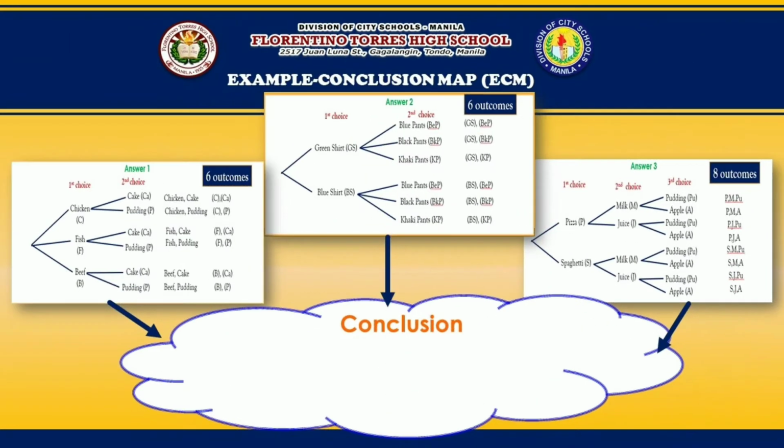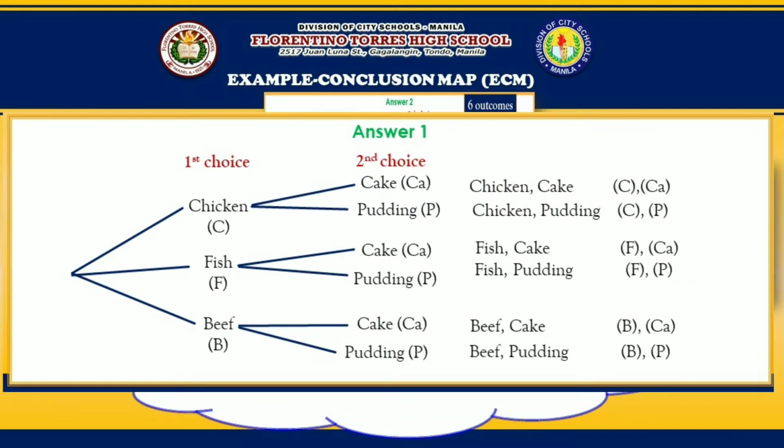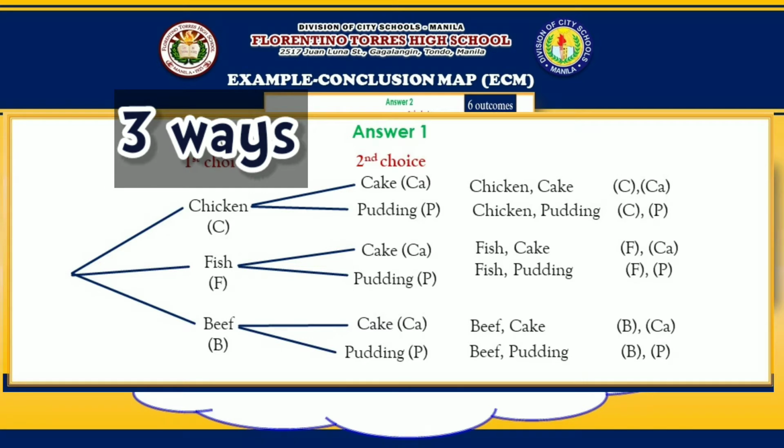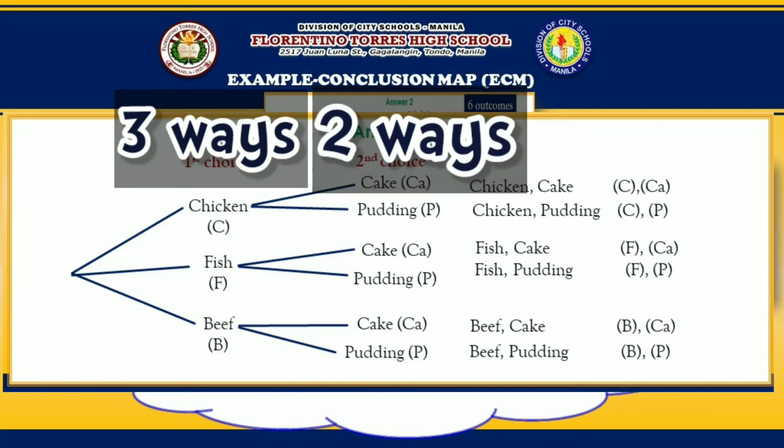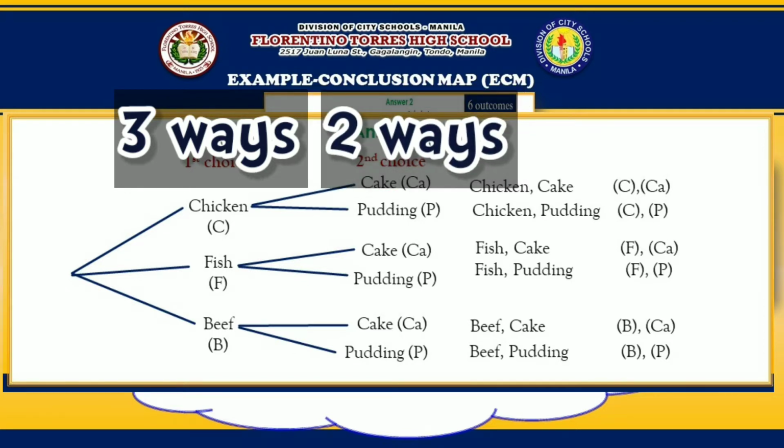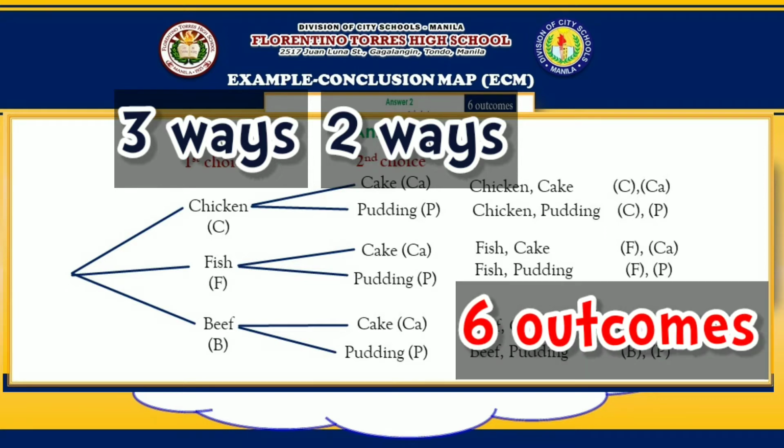Let's have this example conclusion map. Let us analyze and observe the 3 answers. For number 1, for a meal to eat, on the first event or category, you have 3 ways of choosing for the main dish. A choice of a chicken, a fish, or a beef. And on the second event or category, you have 2 ways of choosing for a dessert. It's either a cake or a pudding, with an outcome of 6 ways of choosing a meal to eat.